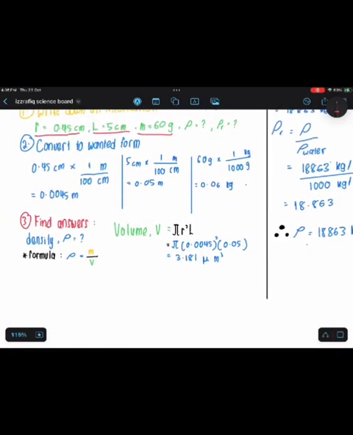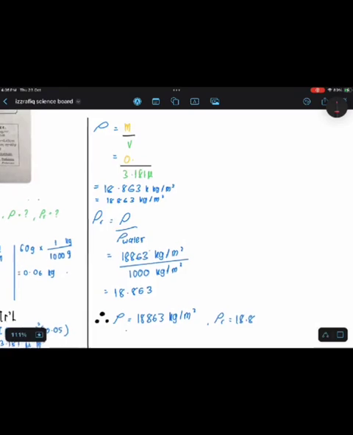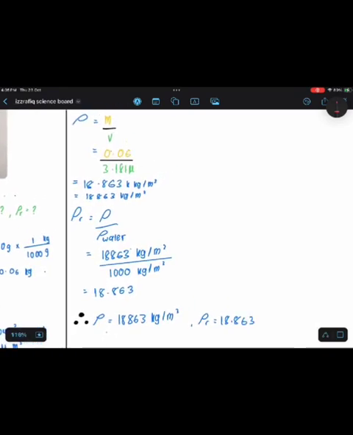To find the density, we should use the formula mass over volume. We have not been given the volume, and the formula for the cylinder shape is pi r squared L. We simply put in the information given, and we will get the volume of the cylinder as 3.18 micrometer cubed. After that, put the volume and the mass given into the density formula.